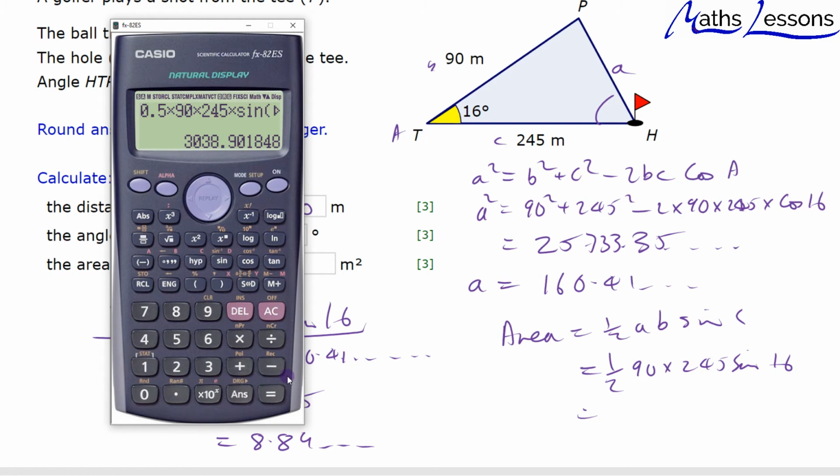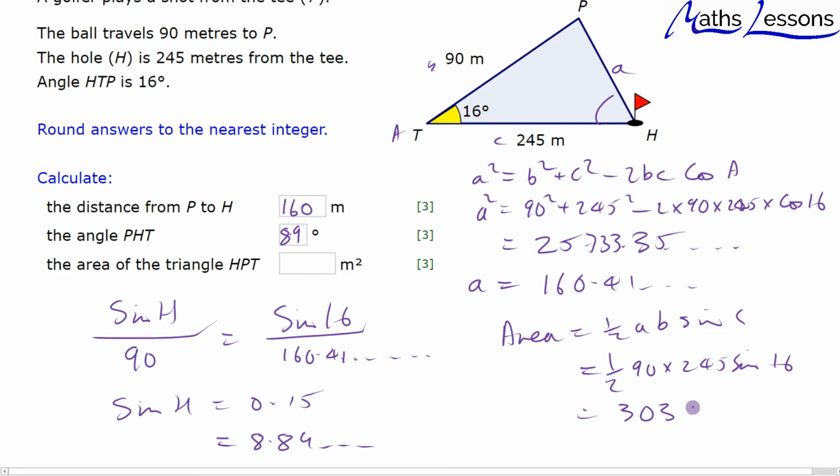I get 3038.9. And you don't need to see me square, and that is our answer. We're going to round it to the nearest whole number, so because it's 0.9, we're going to go up by 1. 3039.